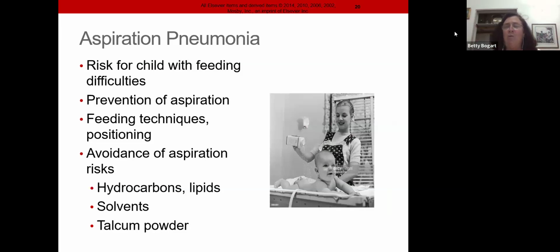Also, it's how you feed the child. Now, to overfeed them, it's going to cause reflux and it causes that aspiration pneumonia. These children need a proper amount of food. They need to be burped properly, and they need to sit up after they eat at least 30 minutes. And that can help avoid that aspiration.